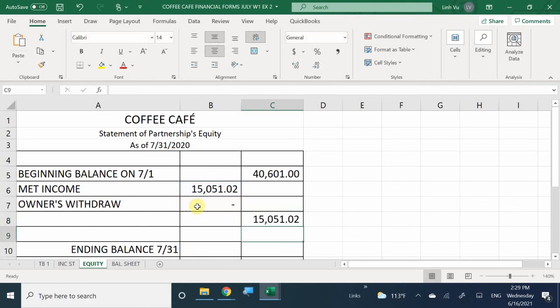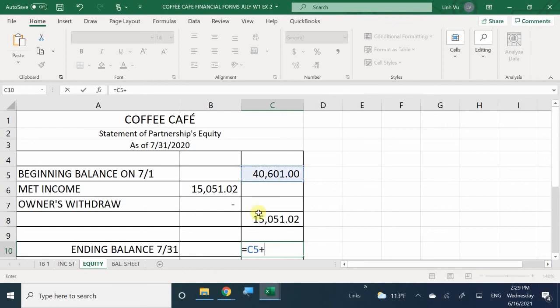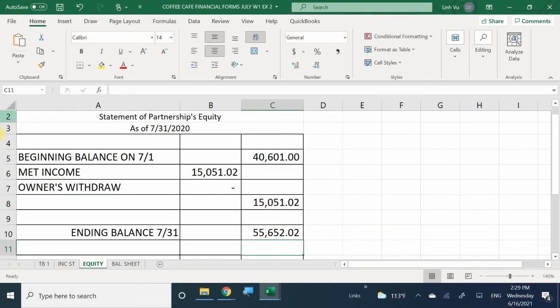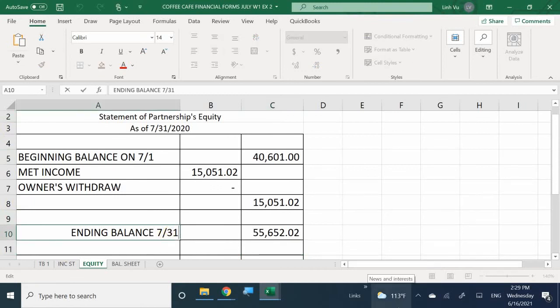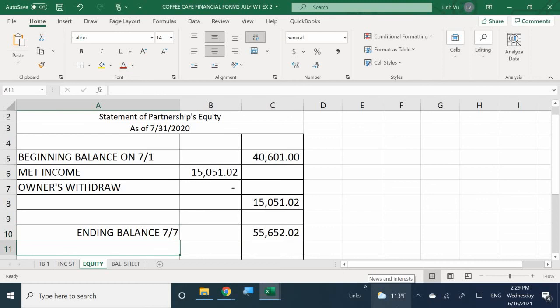The 15,051.02. Yes, right? So therefore, what should be my new equity as of, well, in this case, it's supposed to be 7/7, right? What is my new equity right now? 55,652.02. Right? We just add those two numbers together, right? So I'm going to change this real quick since it's not the end of the month. It's just the 7th. So as of the 7th, my company is worth $55,652.02.